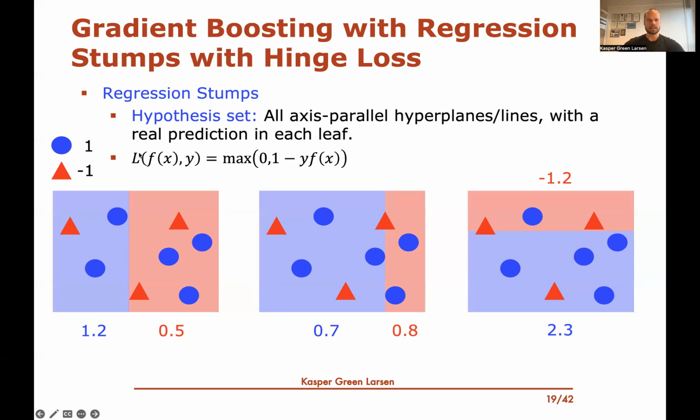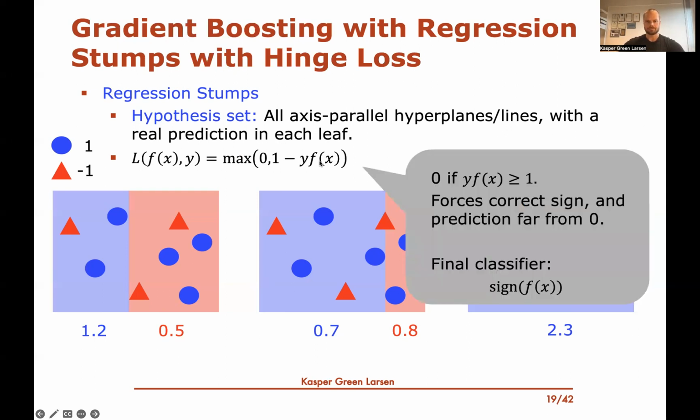So let's look at the example where the loss function is the Hinge loss, and let's see what happens if we try to run gradient boosting with the Hinge loss function, right? The Hinge loss again was defined as the maximum of 0 and 1 minus the label times the prediction. So the observation here is that this is going to be 0 if the product of y and f of x is at least 1, which means f of x must have the correct sign, the same sign as the label.